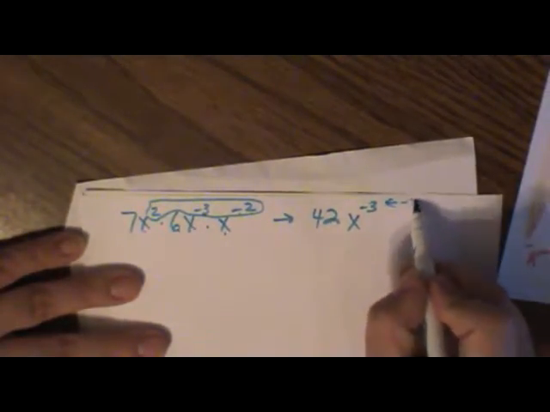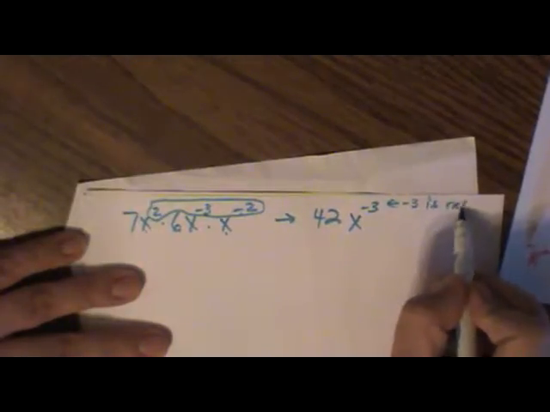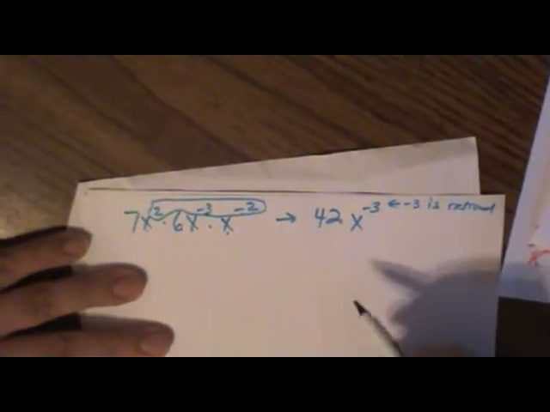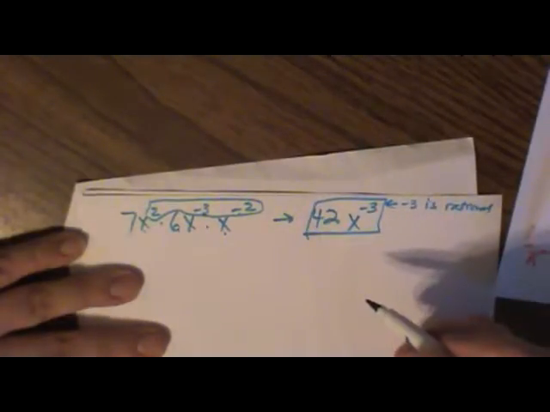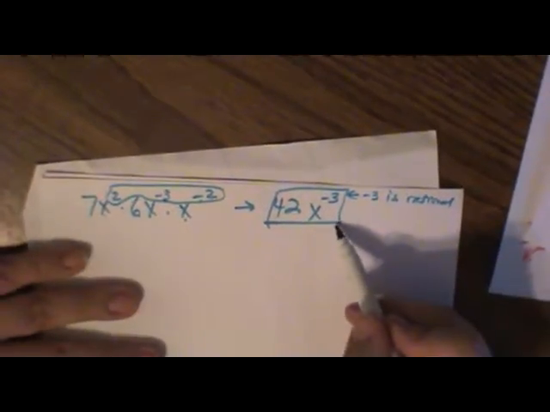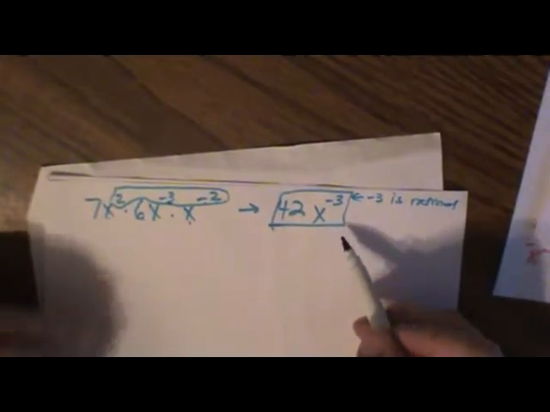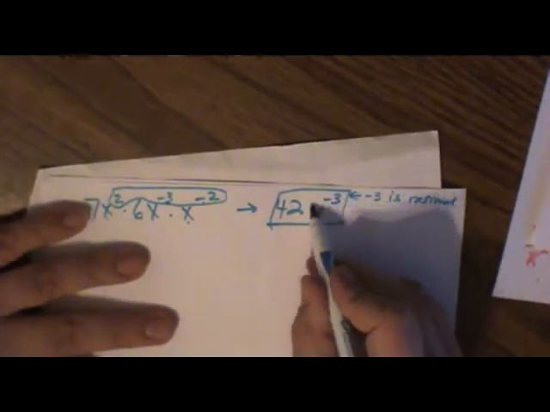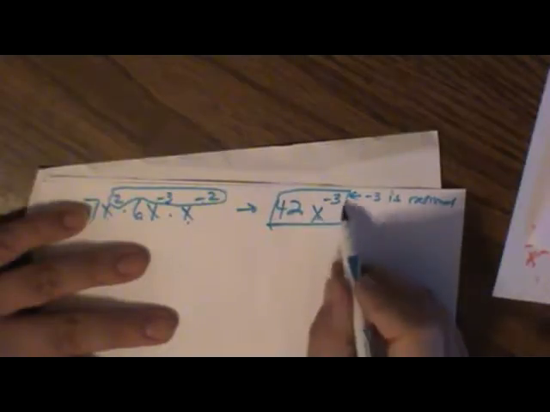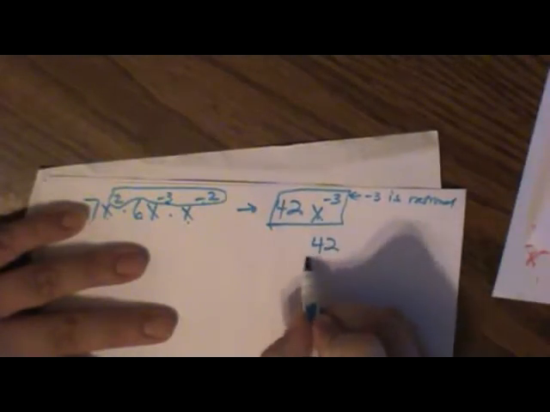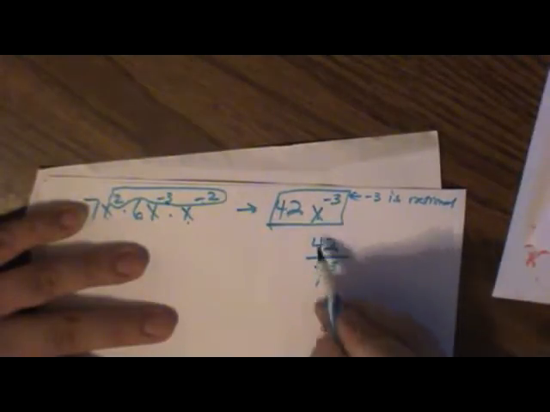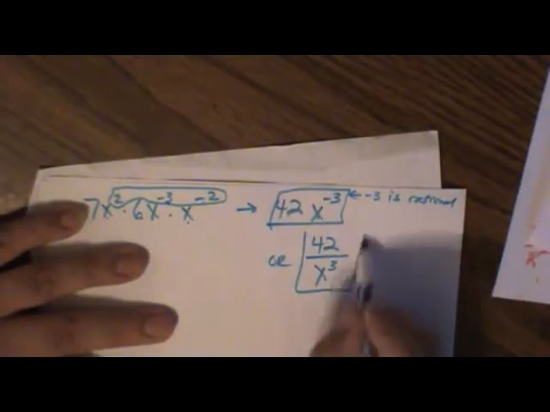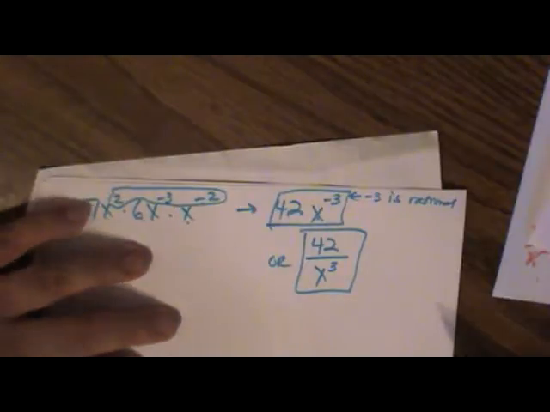This negative 3 right here is rational. So your answer is this, and if the problem says it wants all positive exponents, that's when you need to move this x to the bottom like this. The 42 stays on top, but the x has to go to the bottom to get rid of that negative exponent. That is another answer that you can use as well.